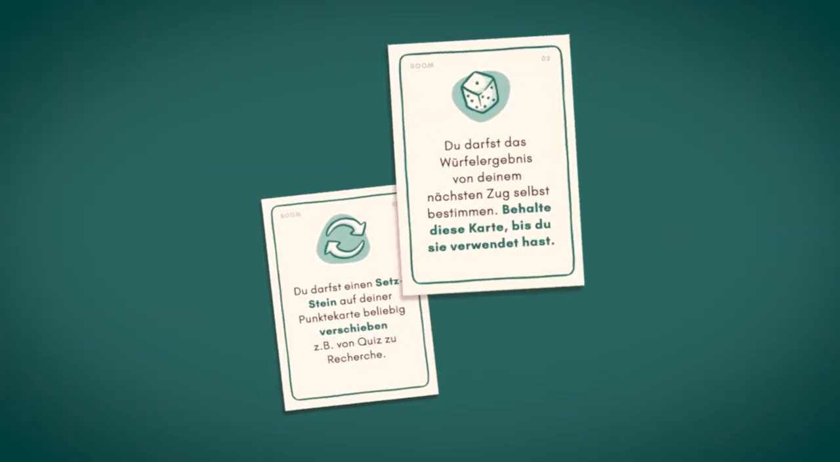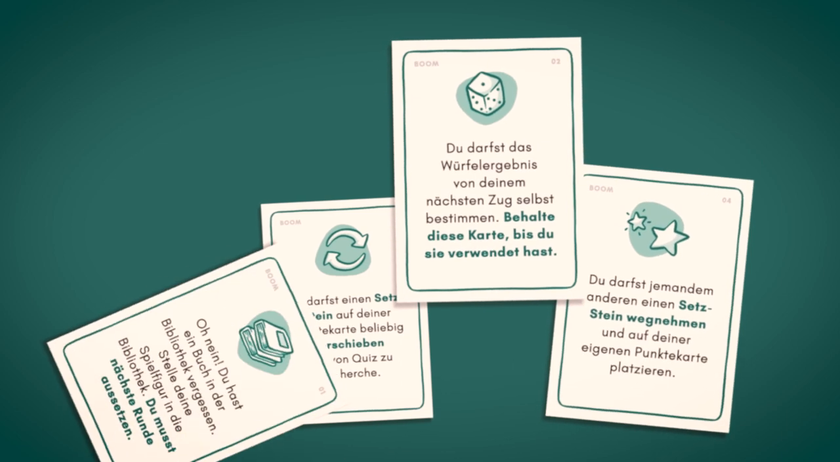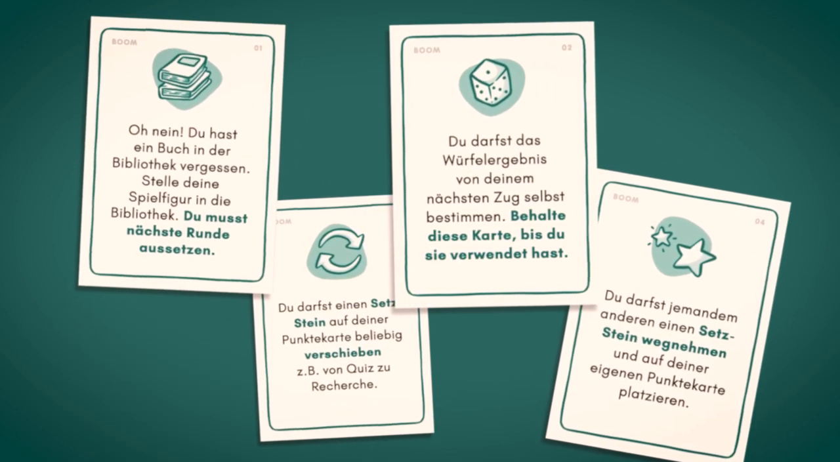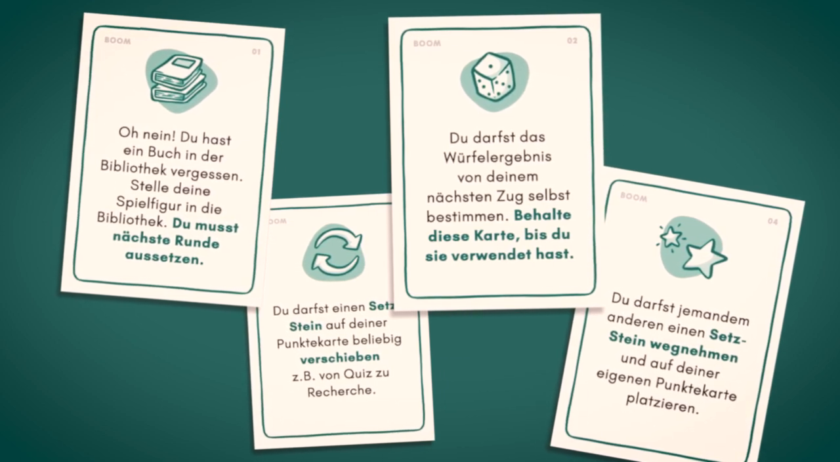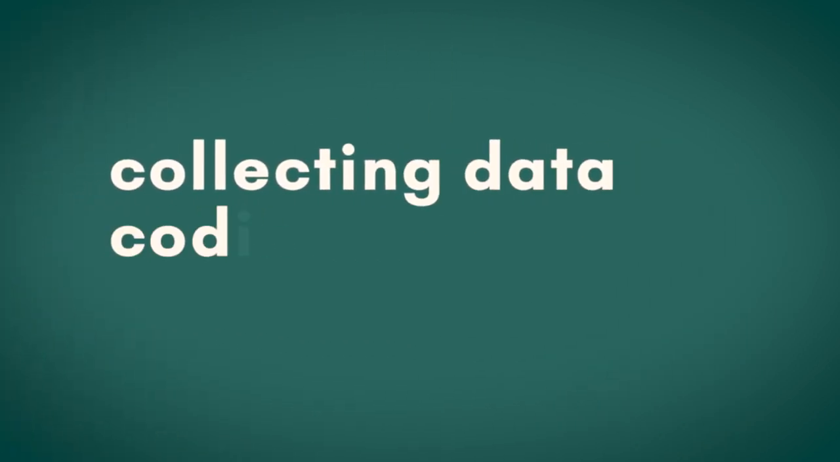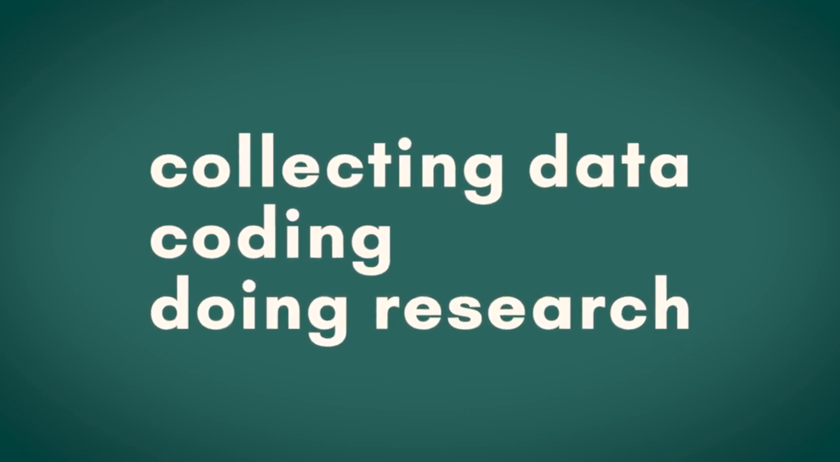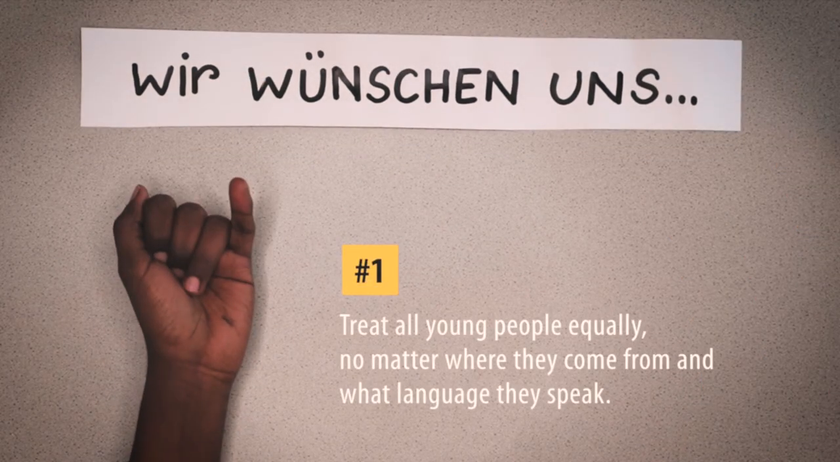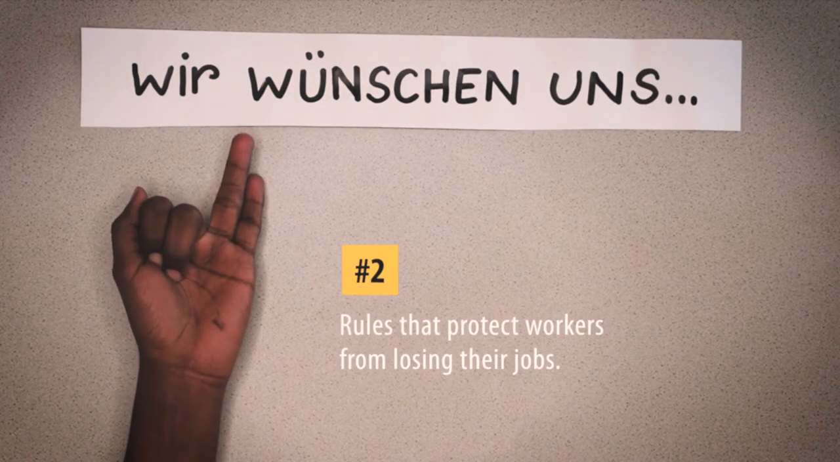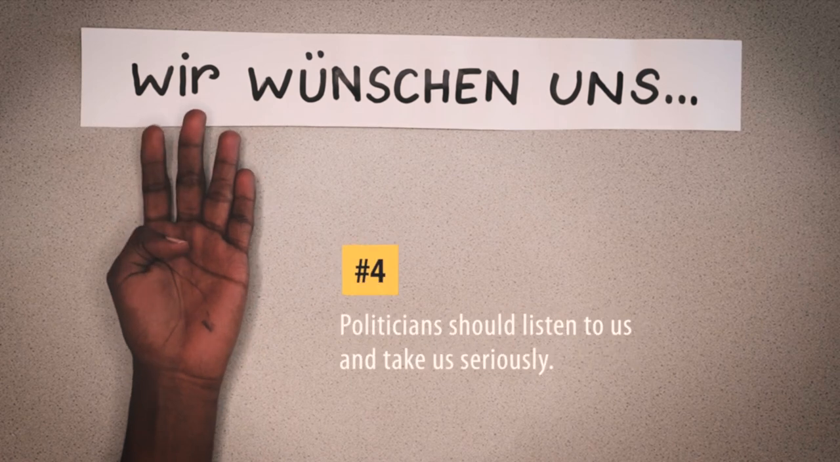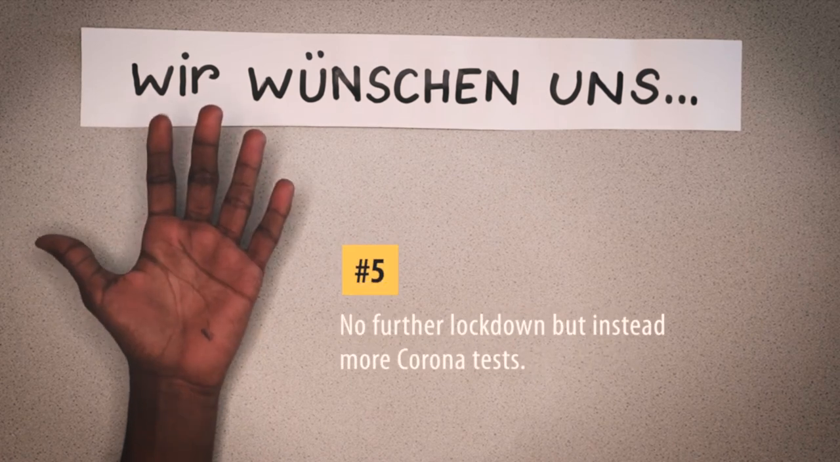The second tool is a board game that allows young people to learn about and experience social research through the game. It incorporates aspects of social science research, such as collecting data and coding, and introduces information and research results concerning education and employment. The results of the joint research were documented through graphic recordings to ensure an easily understandable and accessible communication of the topics and demands of the young people.